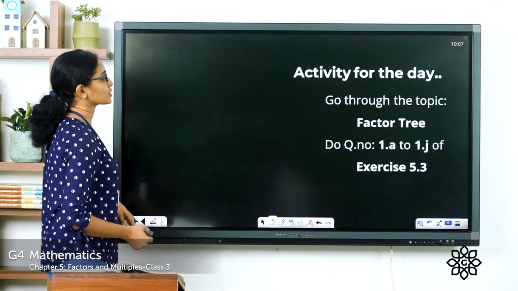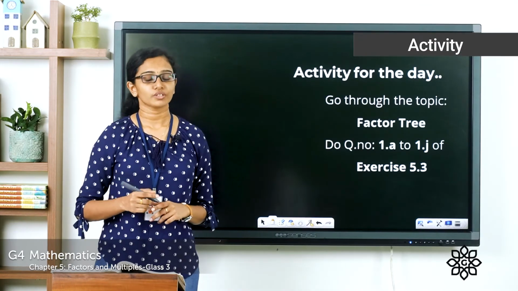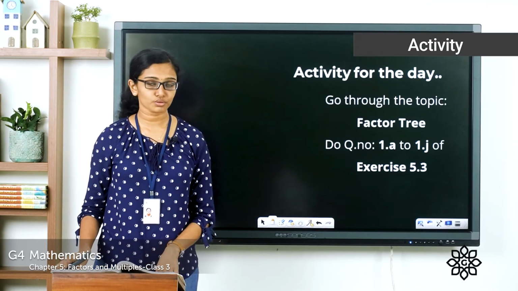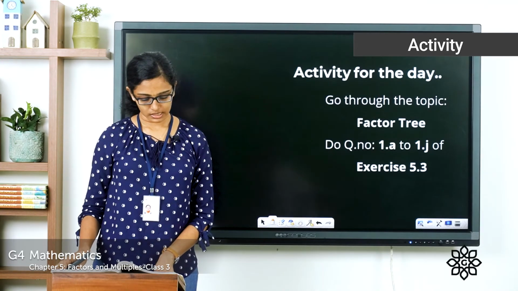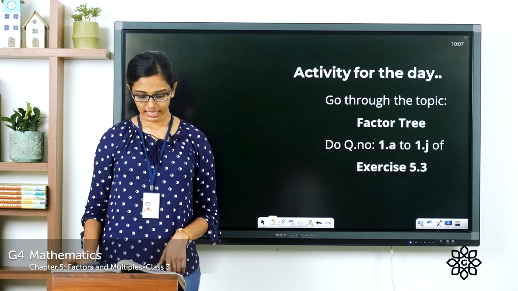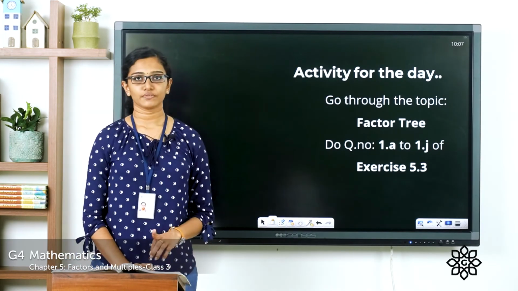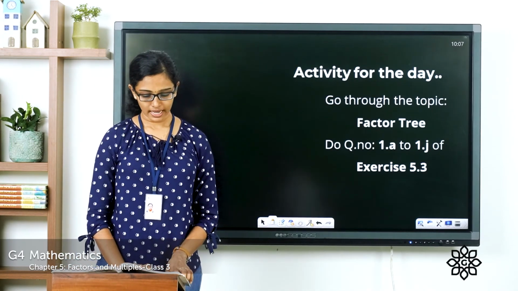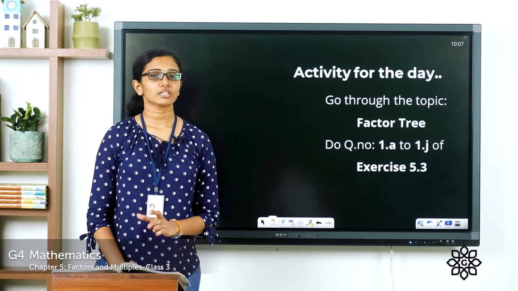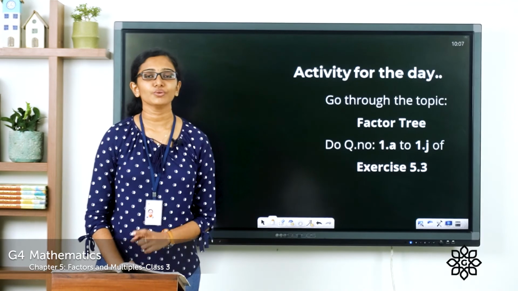I hope this is clear to you. Now you can draw more factor trees from your textbook. In the questions in your textbook, you have to go through the topic factor tree, which is on page number 68 of your textbook. Then move on to exercise 5.3. You have to complete the question numbers 1A to 1J. You can draw the factor trees in your notebook, take a picture and send it through Teams.